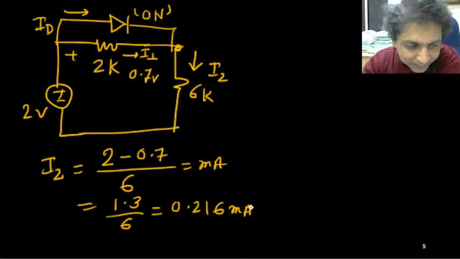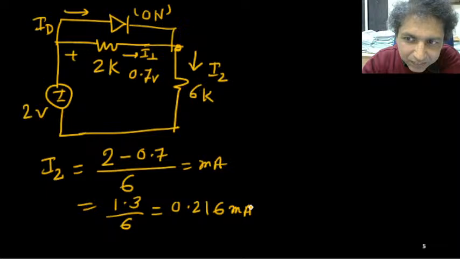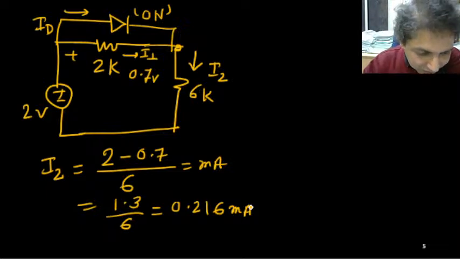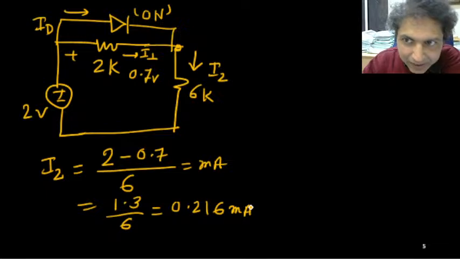right? I hope you have assumed that the diode is on, but is it really on? That is the question. We have to make sure the diode is really on. If the diode is on, the potential drop across the diode is 0.7 volt, and then you will get this 0.216 milliampere in the 6 kilo ohm resistance. Now can you find out the current I1?